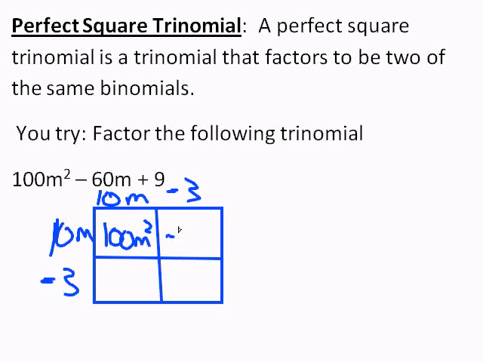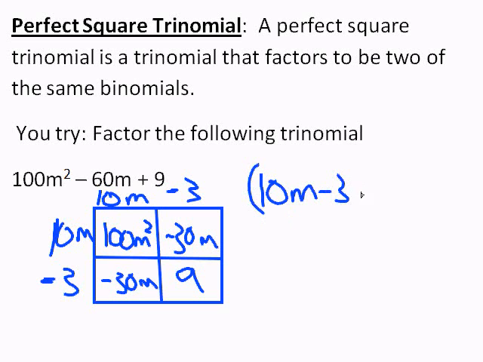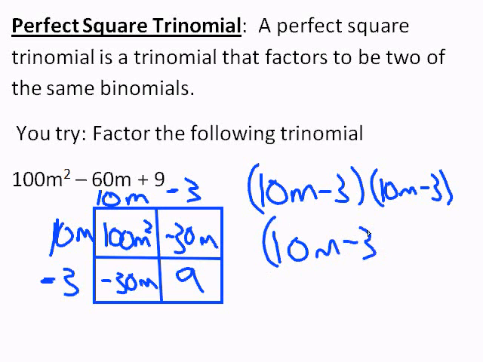So 10m times 10m is 100m squared. 10m times negative 3 is negative 30m. Negative 3 times 10m is negative 30m. And negative 3 times negative 3 is a positive 9. So when we combine our like terms, we get 100m squared minus 60m plus 9, which is indeed our original expression. So we know we factored correctly. And our factors are 10m minus 3, 10m minus 3, which is the same thing as 10m minus 3 squared.